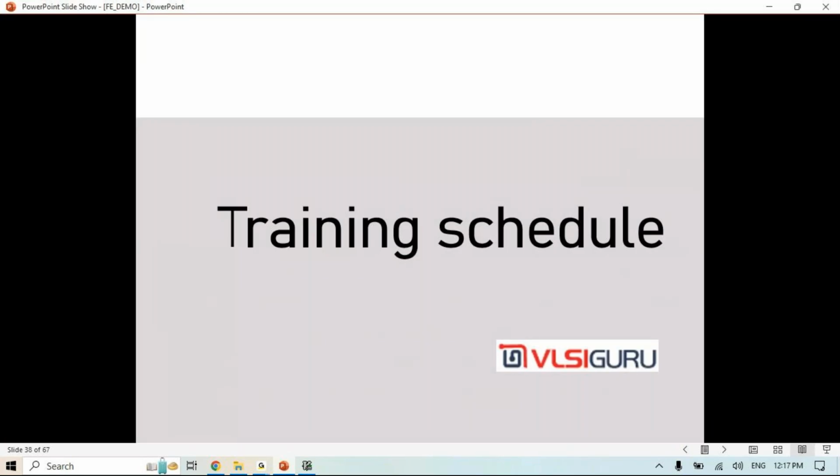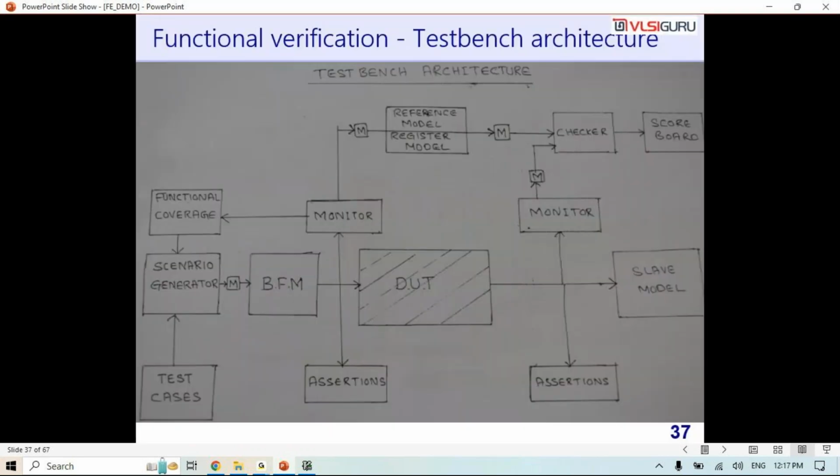Okay. Now let's get into the training schedule. And before this, just one brief thing: where does SystemVerilog come into the picture here? This entire thing is developed using the SystemVerilog language, whereas this is mostly developed using Verilog. Design is developed using Verilog. Test bench is developed using SystemVerilog. Now, why is it so? We'll discuss as we go forward.